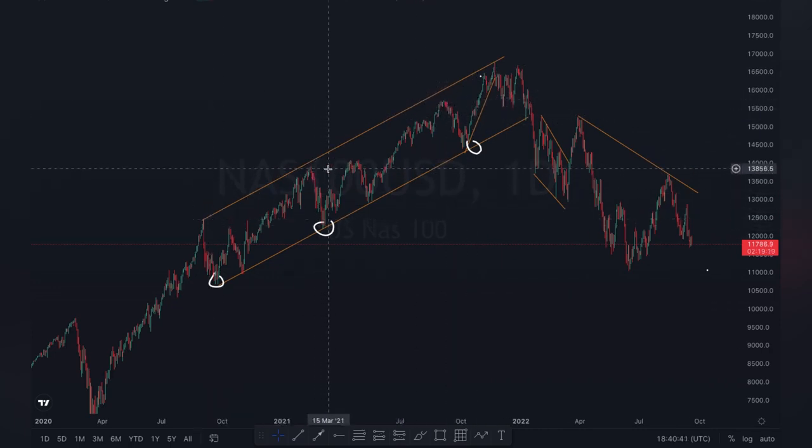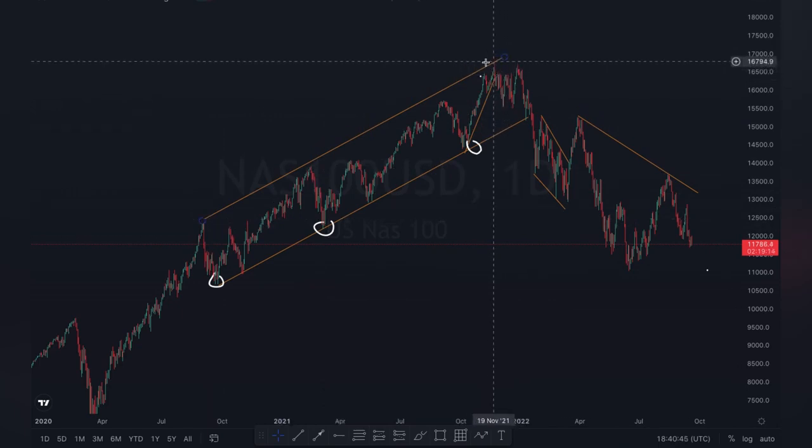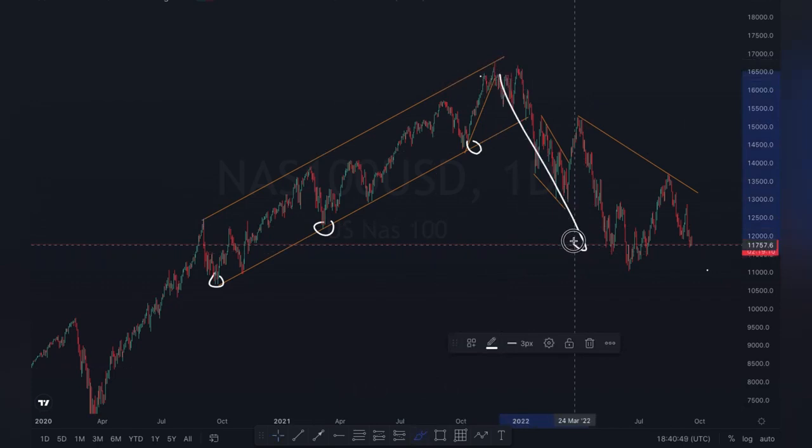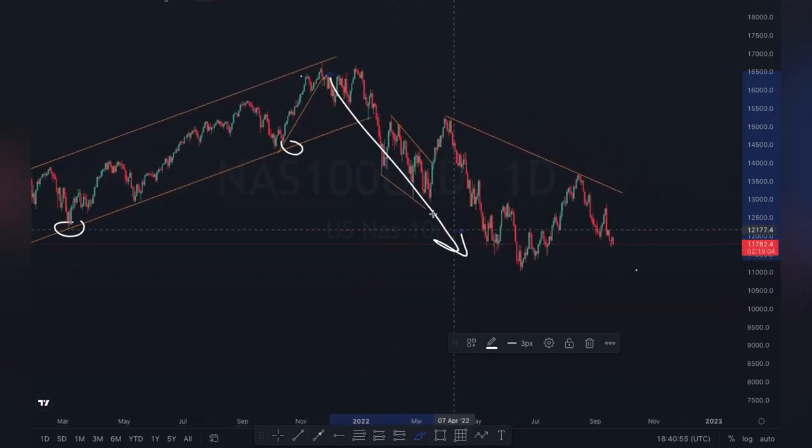So it is 1, 2, and 3. So this is the third touch, which is very, very impactful. And you see what its impact was. It broke through. It broke through the trend and changed the whole trend. That is very, very impactful.